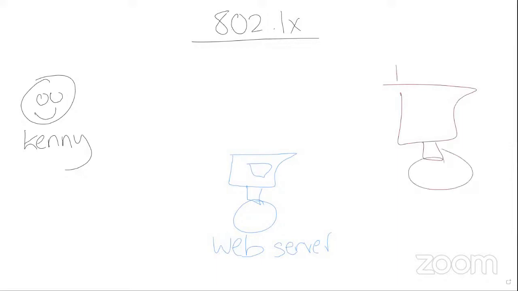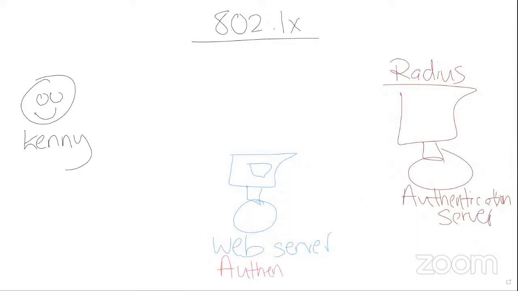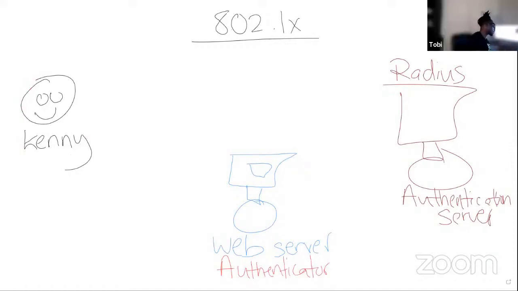And we have our radius server. This is an authentication server, right? And since we're dealing with 802.1x, this web server here is going to be called the authenticator. And Kenny over here, he's going to be called the supplicant.